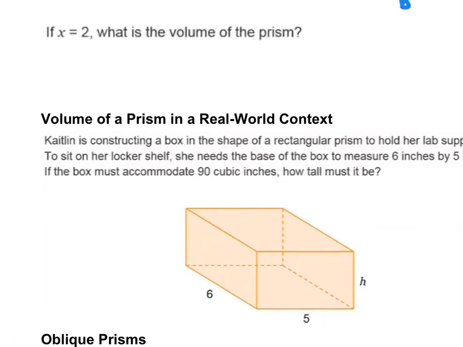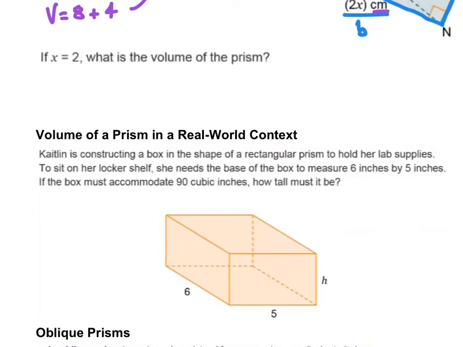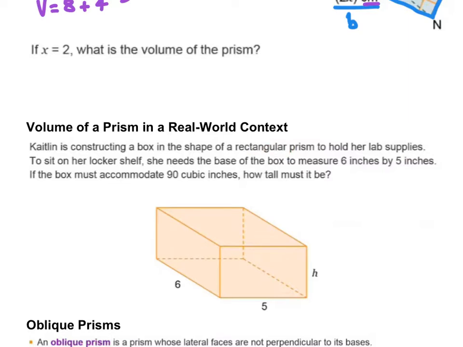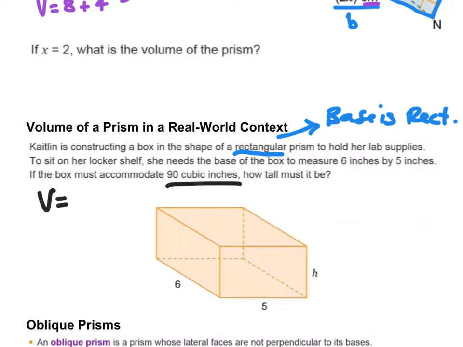Volume of a prism in a real-world context. Caitlin is constructing a box in the shape of a rectangular prism, so that means that my base is a rectangle, to hold her lab supplies. To sit on her locker shelf, she needs the base of the box to measure 6 inches by 5 inches. And then it says, if the box must accommodate 90 cubic inches, how tall must it be? So we're solving for the height. We know that the volume is equal to 90 inches cubed.